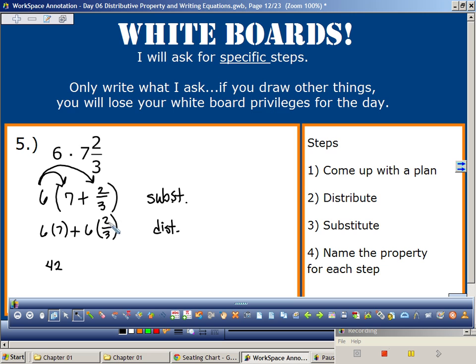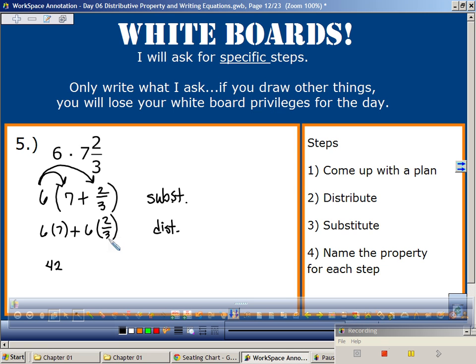Some of you multiplied 6 times 2 is 12. 12 divided by 3 is 4. That's okay too. But when we've got big numbers, sometimes it's not easy to do that. So if I were to write this out, I would write it as, what is 6 in factor form? 6 over 1, or 3 times 2 over 1 times 2/3.